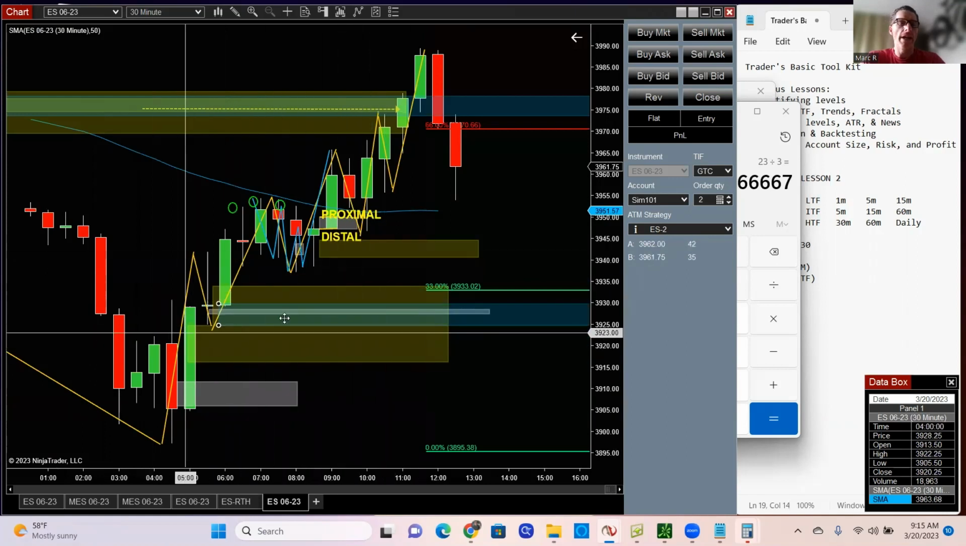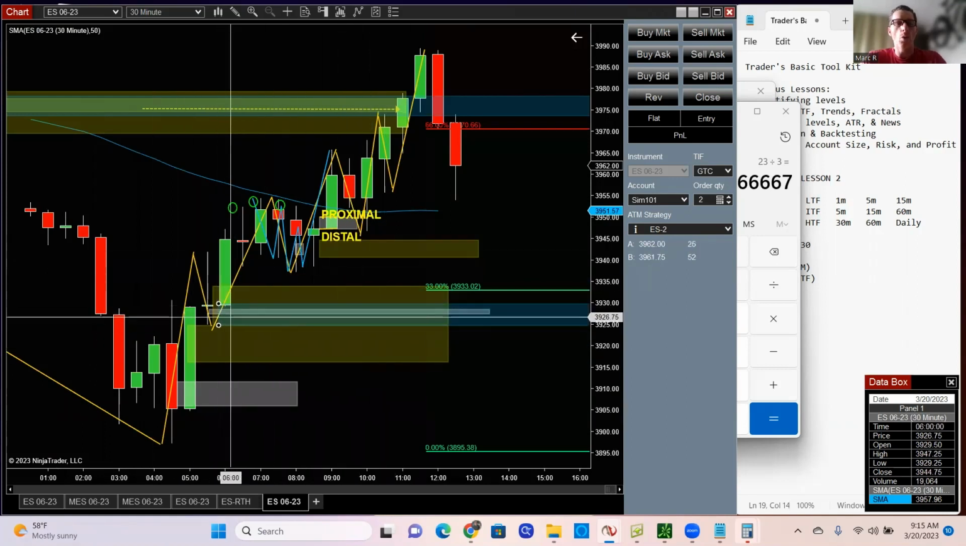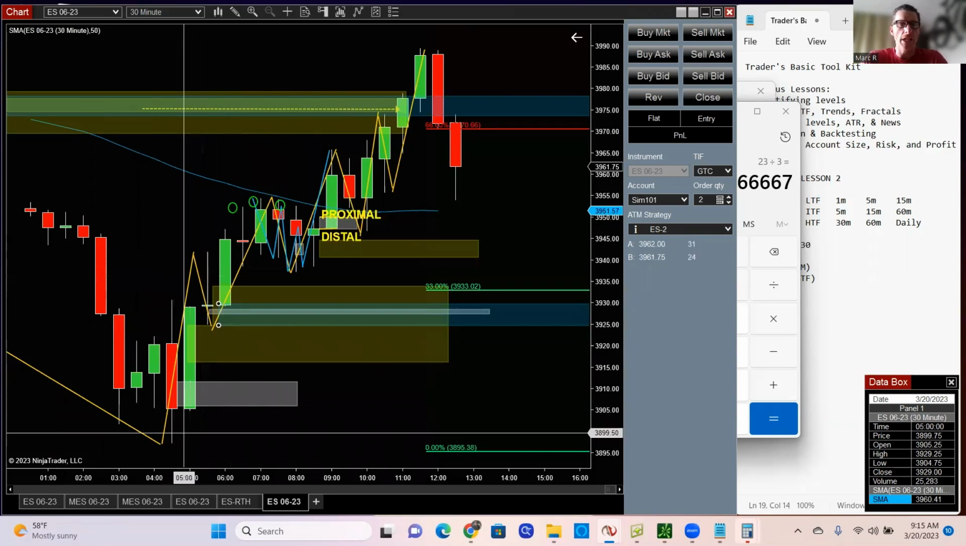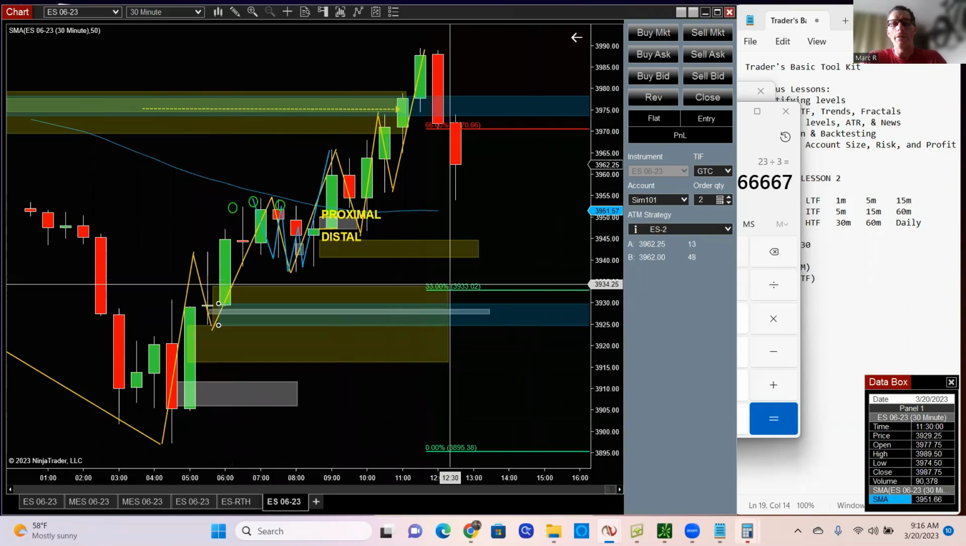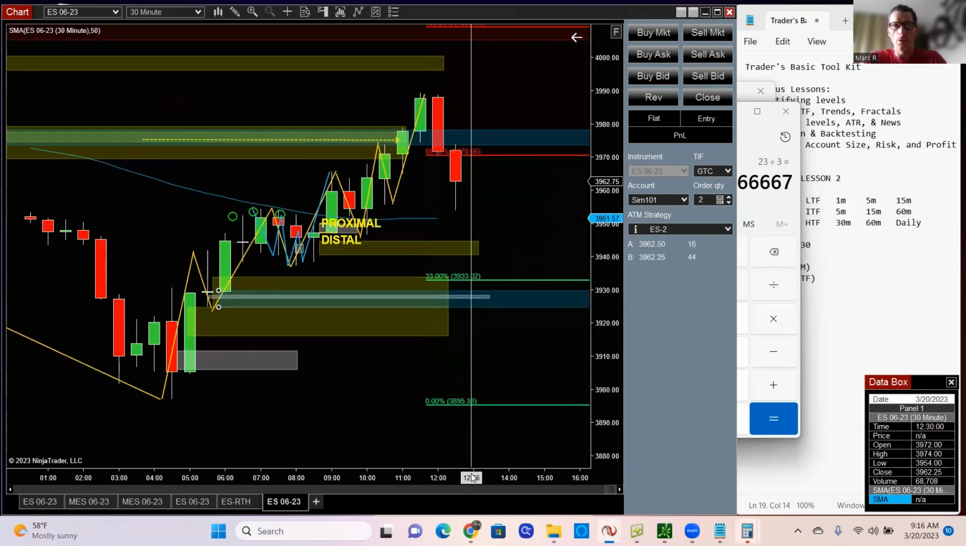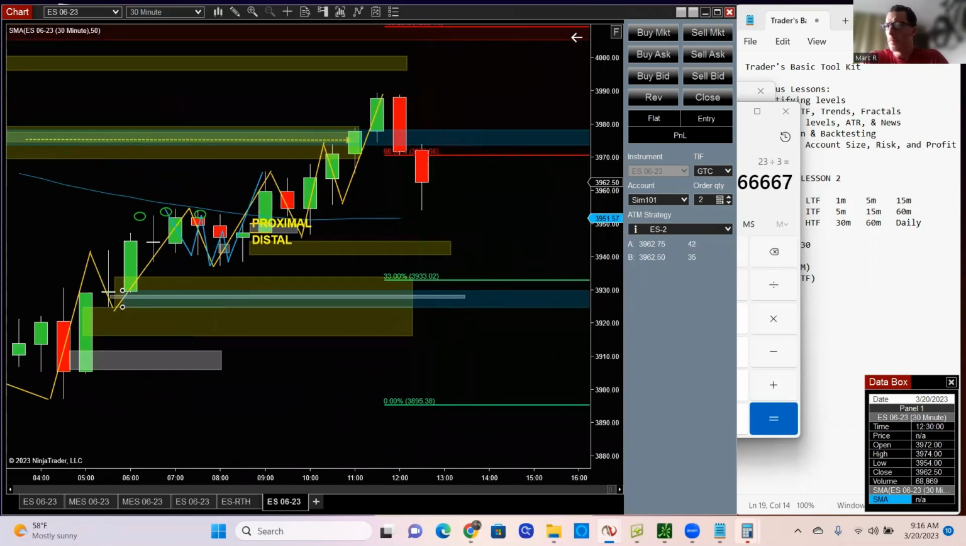Now it's not super important right now whether we think this is a quality level, right? Because we're talking about basics. What is the shape? Rally, base, rally. Okay. This isn't a lesson about how qualified this level is. Cool. All right.